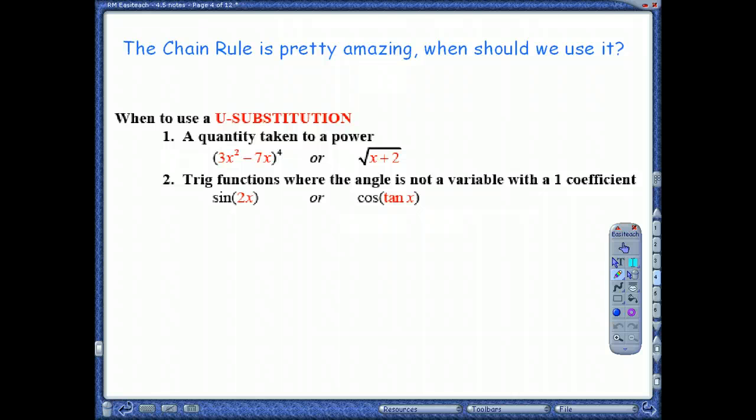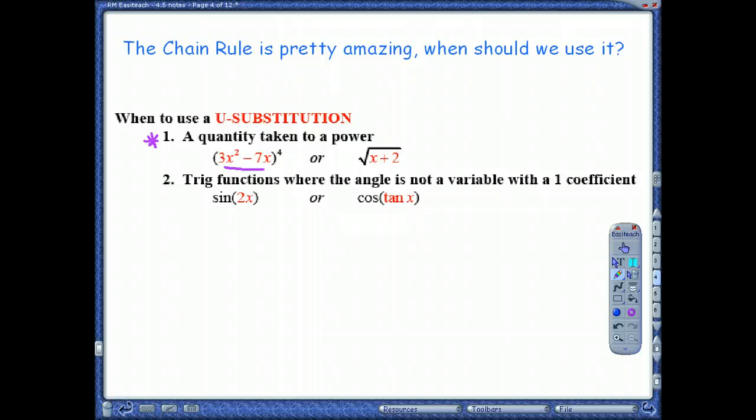So how do we know when we're going to use a u substitution? The first way is if we have a quantity being taken to a power. So (3x squared − 7x) to the 4th power. Now, frankly, we could multiply our way out of that mess, but like I said, you know, to the 4th power, no.